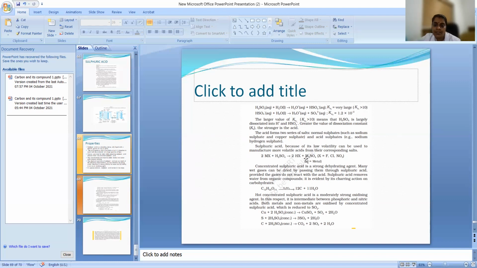Now sulfuric acid, because of its low volatility, can be used to manufacture more volatile acids from their corresponding salts. And when it reacts with sugar, if you add sulfuric acid, it will immediately form a black color. That is because of the formation of carbon. It will decompose to carbon and water. When it reacts with metals, it will produce the corresponding sulfate, sulfur dioxide, and water. When it reacts with sulfur, it will produce sulfur dioxide and water. And when carbon reacts with sulfuric acid, we will get carbon dioxide, sulfur dioxide, and water.